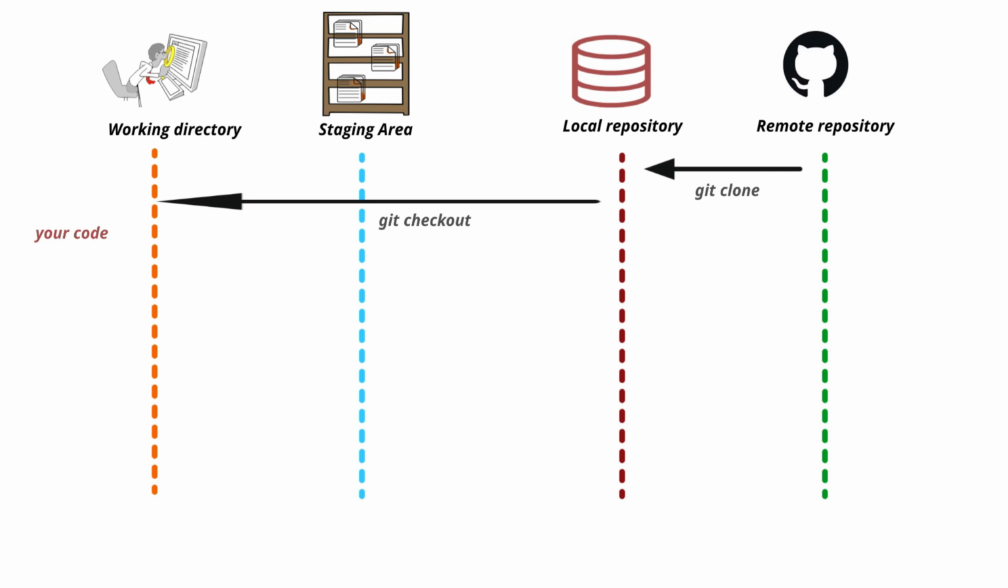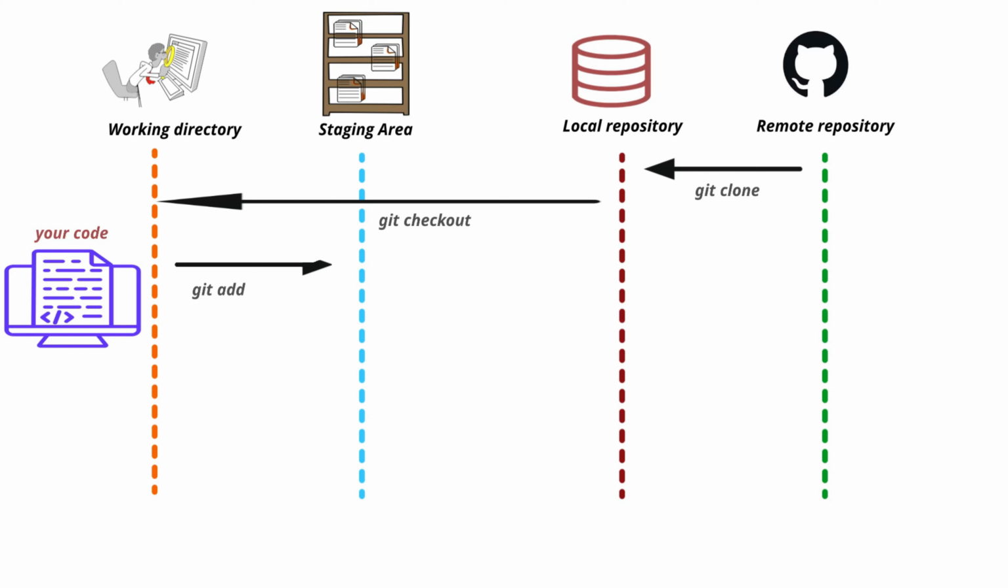Now, we may start coding. Any file we modify is part of the working directory. When we're ready to save those changes, we use git add to add these changes into the staging area. It's a temporary place to collect updates.